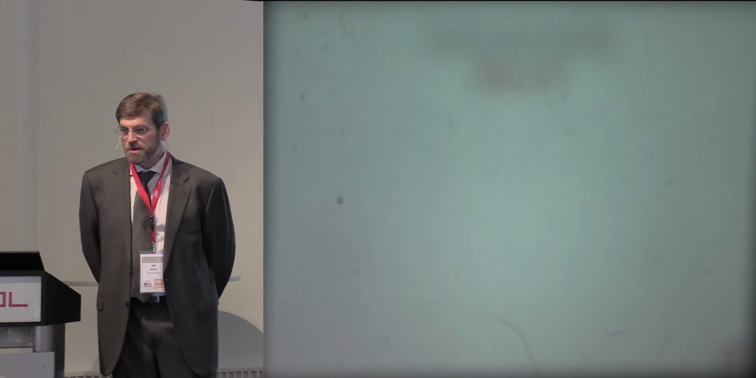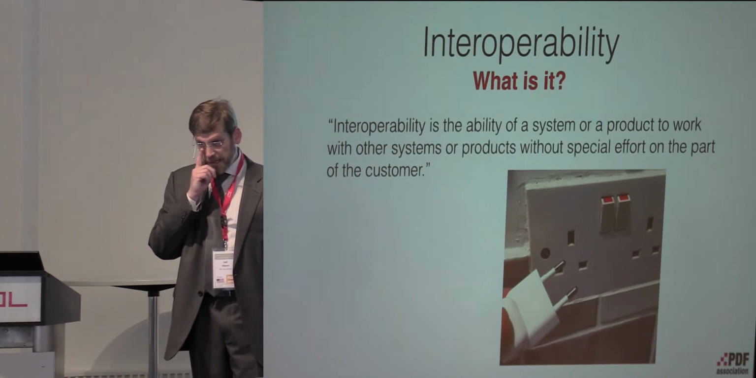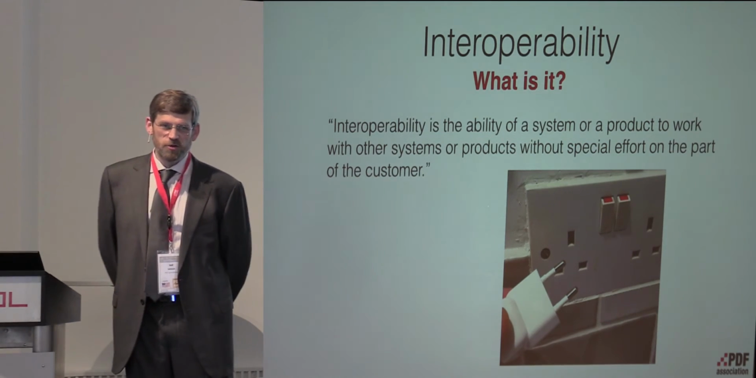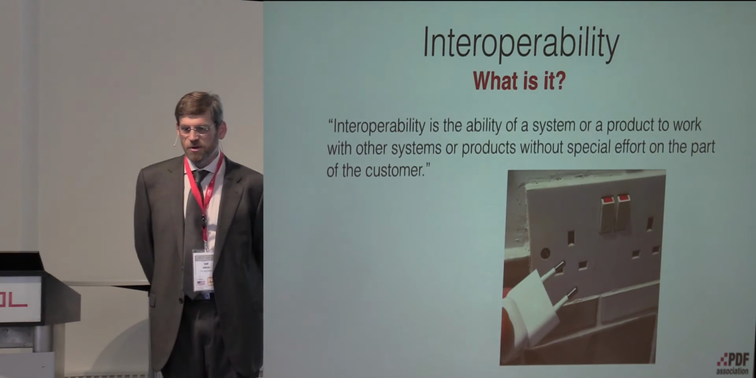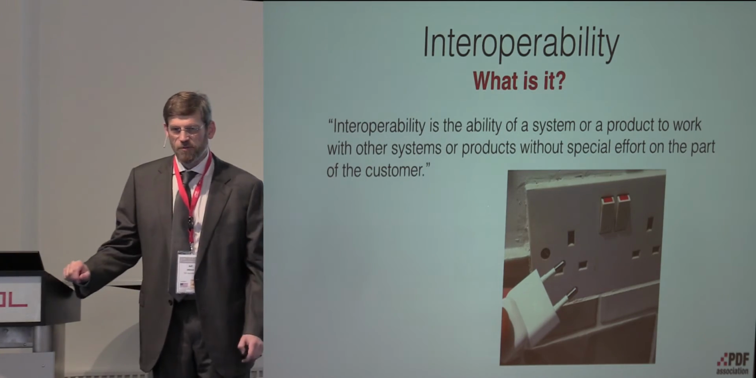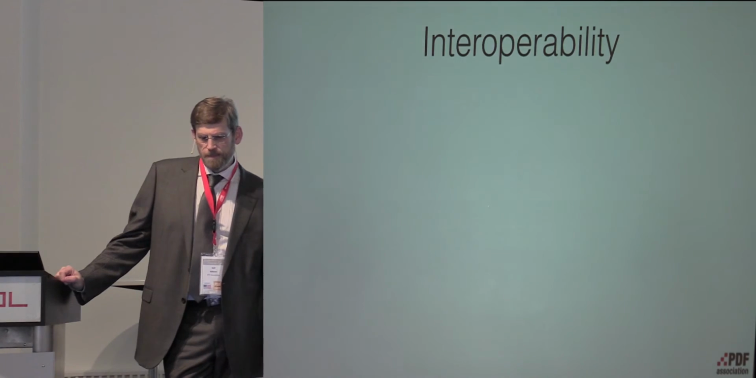I want to say a couple things about interoperability because it's, again, another key distinction between WCAG 2.0 and PDF. First, what is interoperability? It's the ability of a system or a product to work with other systems or products without special effort on the part of the customer. Like the good old electrical plugs are a classic example of a situation where you either have interoperability or you do not. In this particular case, not really excellent interoperability. So why does this matter?